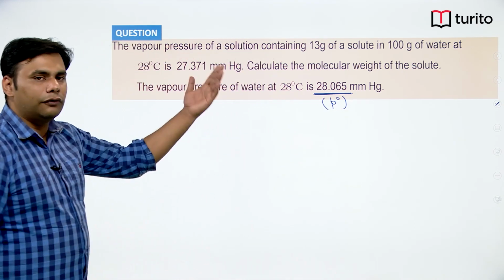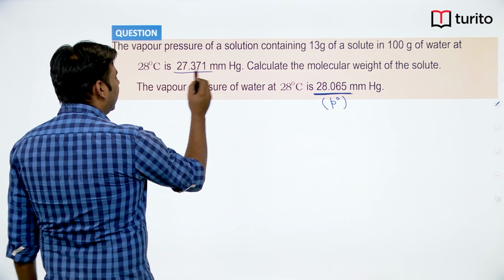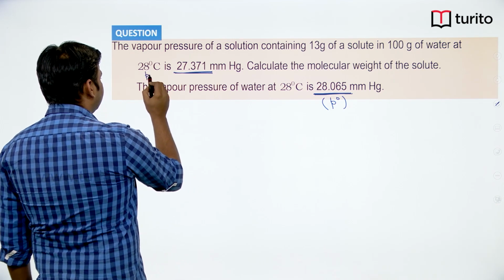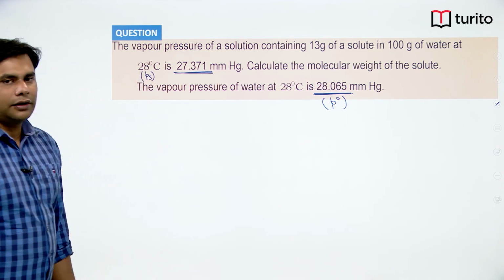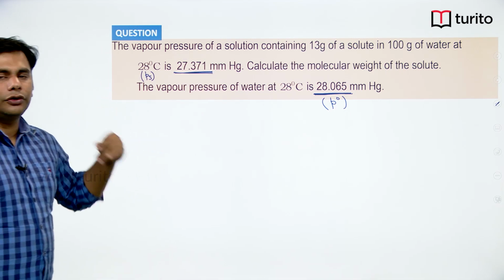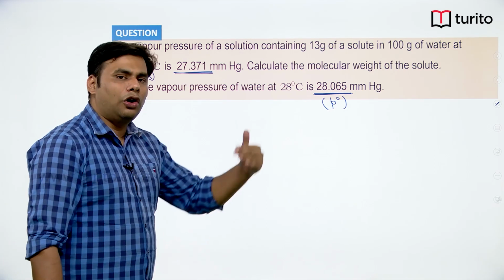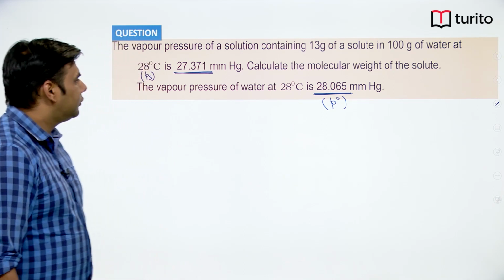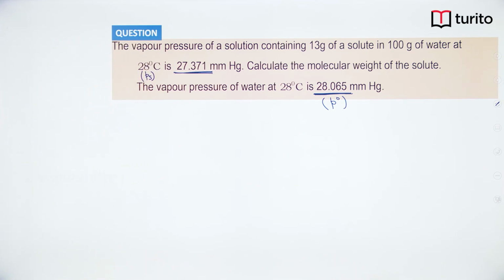Now when we have added the non-volatile solute, the vapor pressure will decrease. So this is the vapor pressure of the solution. Now we have to calculate the molecular weight of the solute. This is basically a question of lowering in vapor pressure or relative lowering in vapor pressure. So just use the formula, plug it in and try to solve it.